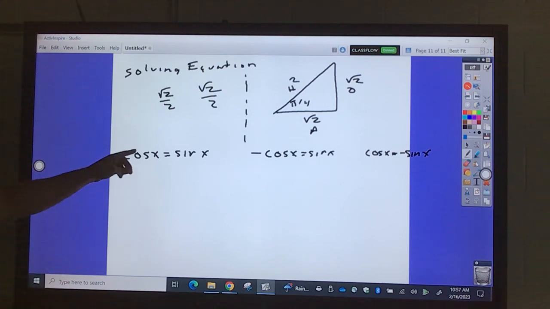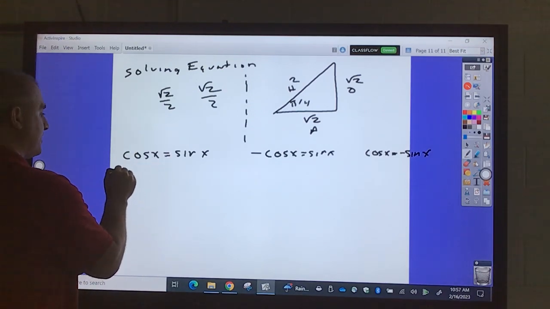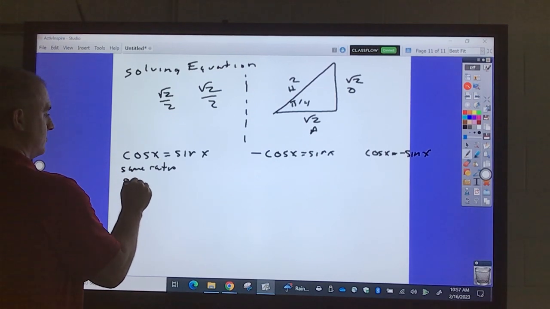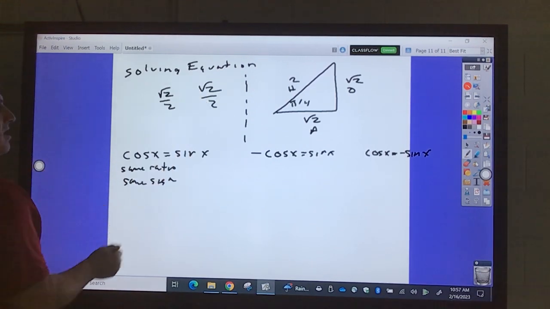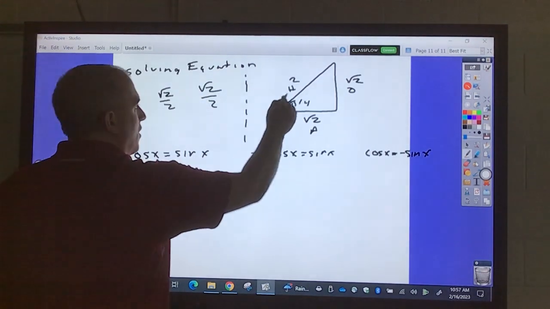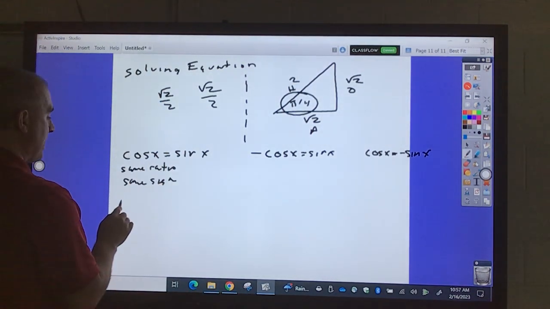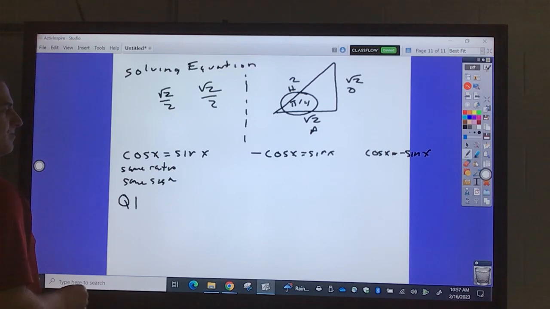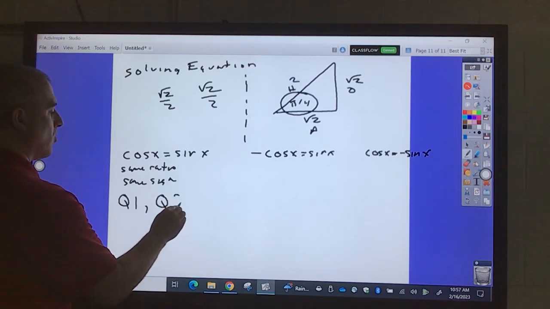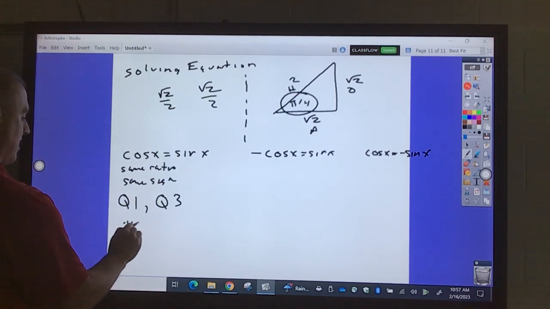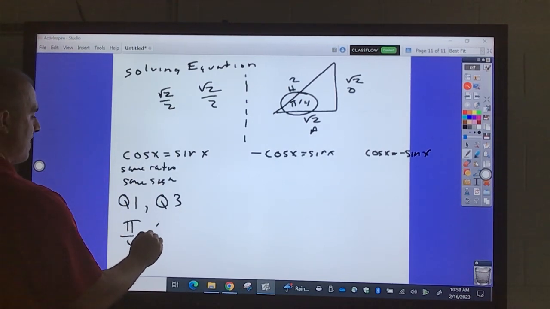So what this means is same ratio, same sign. So we know pi over 4 is going to be involved here. In what quadrants do they have the same sign? They have the same sign in quadrant 1, and they also have the same sign in quadrant 3. In quadrants 2 and 4, they're opposite. So what is that measurement? That would be pi over 4 and 5 pi over 4.